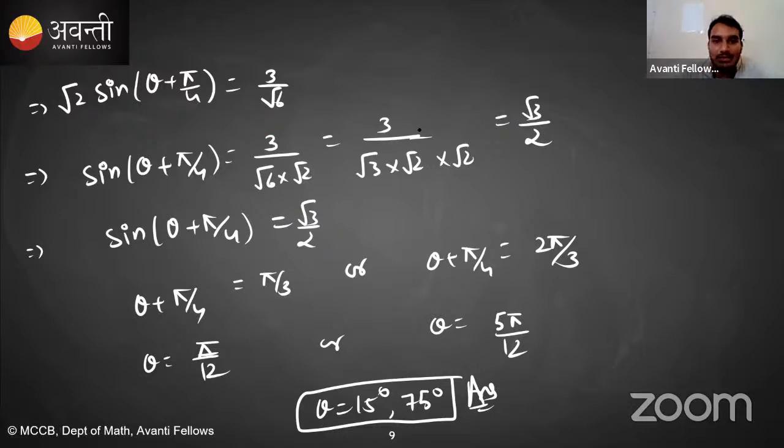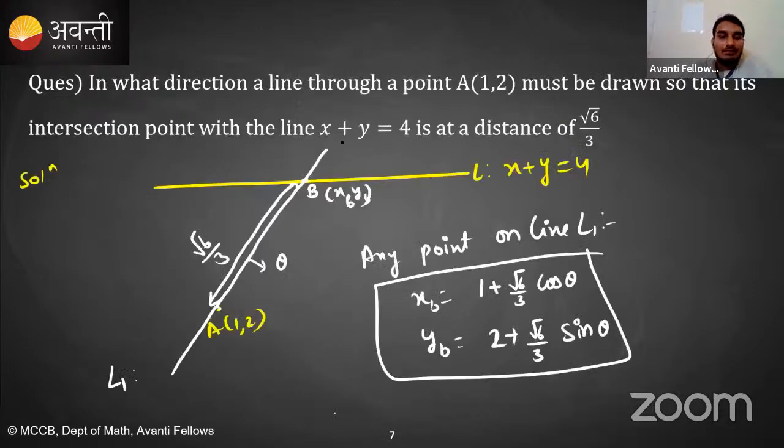As I said, we have to find the direction of the line passing through the point (1, 2), and such that this required line is intersecting my given line at a distance of √6/3. Means this AB distance is √6/3. Clear? So what I did, let's suppose this required line has some inclination theta with the positive x-axis.